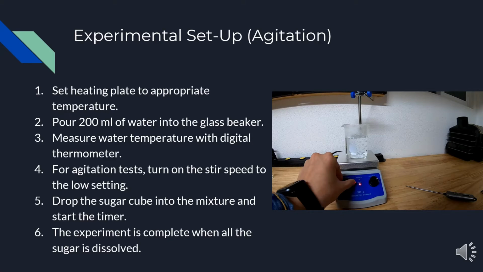For agitation tests, a magnetic bead was placed in the beaker and the stir speed was set to a low setting. The timer would start at the same time the sugar was dropped. The timer would stop after the test conductor observed that all the sugar was fully dissolved. Here we have a video showing the agitation test being conducted.